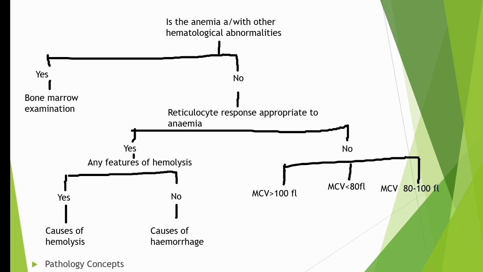And if low reticulocyte count is found, then analysis of the RBC indices is helpful, like MCV. And according to MCV, anemia can be divided into three groups. Microcytic, when MCV is less than 80 femtoliter. Macrocytic, when MCV is greater than 100 femtoliter, and normocytic when MCV is ranging between 80 to 100 femtoliter.